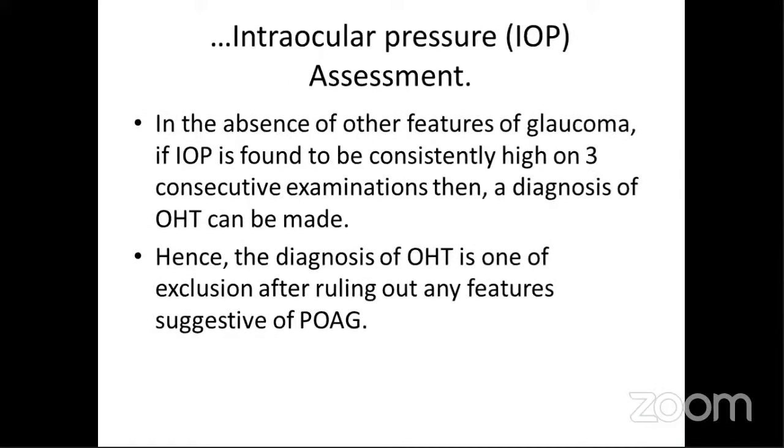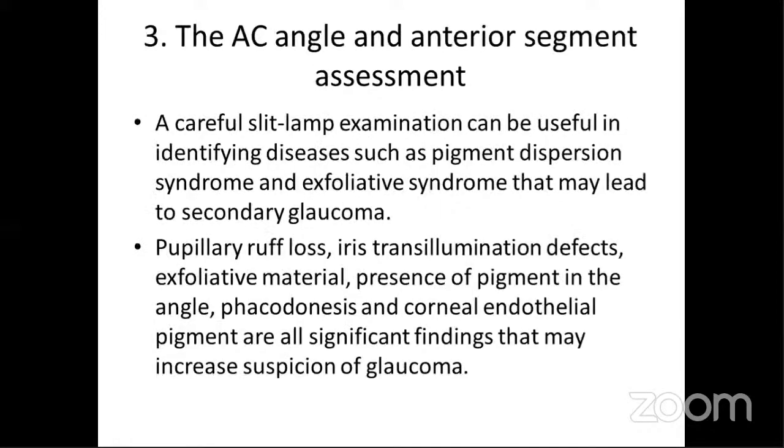In the absence of other features of glaucoma, if IOP is found to be consistently high on three consecutive examinations, then a diagnosis of ocular hypertension can be made. Hence, the diagnosis of ocular hypertension is one of exclusion after ruling out other features of POAG.